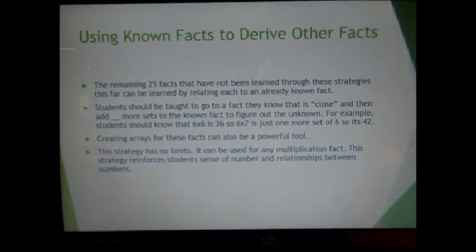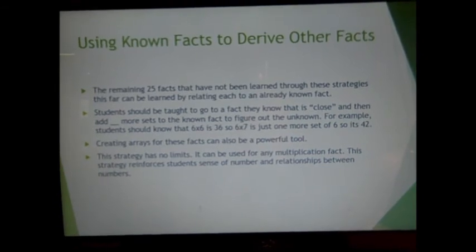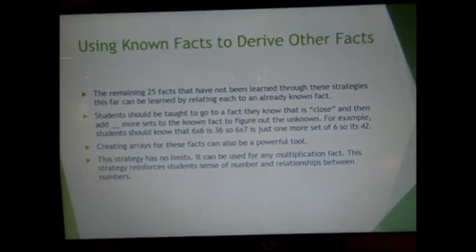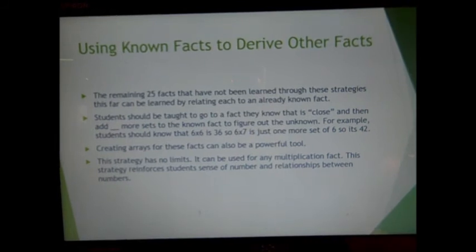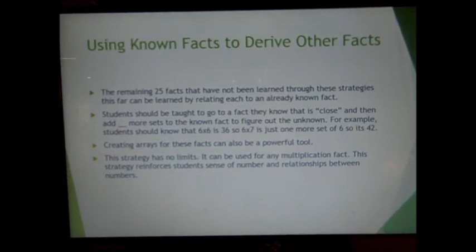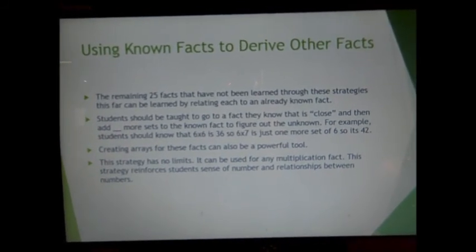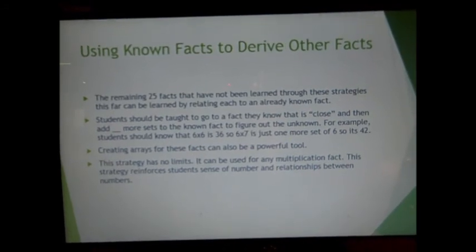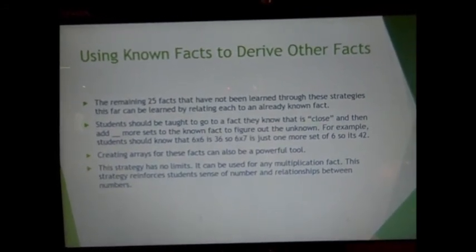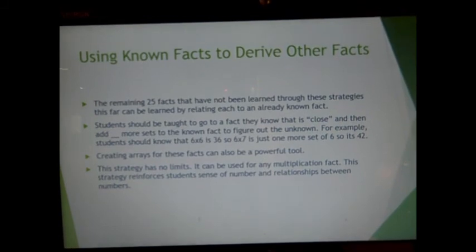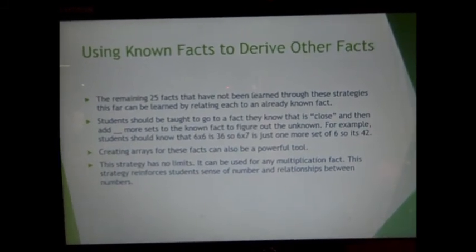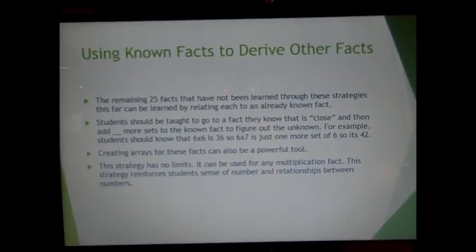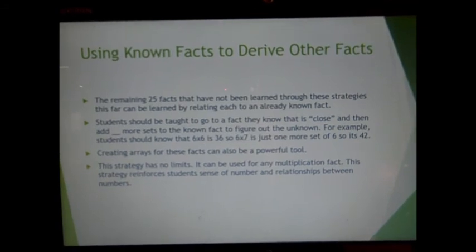The remaining 25 facts that have not been learned so far through these strategies can be learned by relating them to already known facts. Students should be taught to go to a fact they know that is close and then add however many more sets to the known fact to figure out the unknown fact. For example, students should know that 6 times 6 is 36, so 6 times 7 is just one more set of 6, so it's 42.